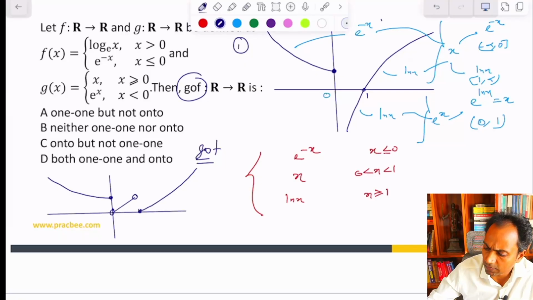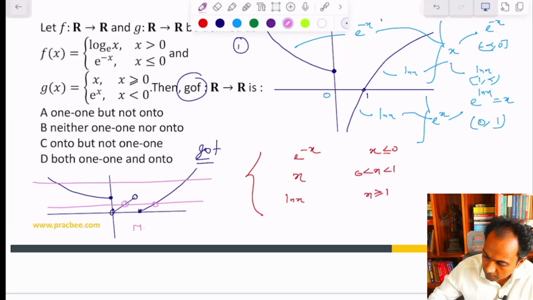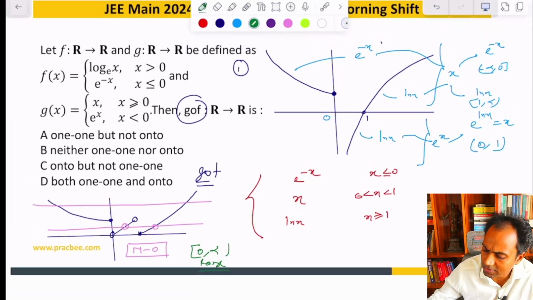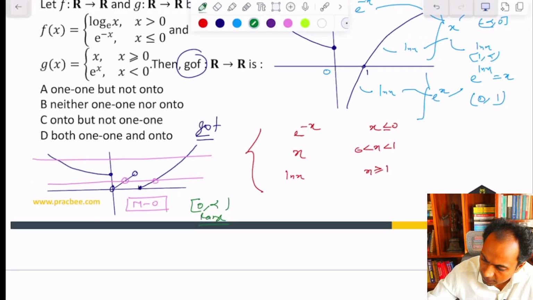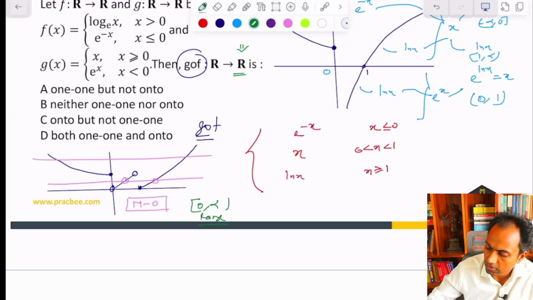If you look into this graph, you can see that if I draw a horizontal line, it cuts at 2 points, here also and here also. So it is definitely not a one-one function, it is a many-one function. Also, if you look at the range part of it, the range comes out to be 0 to infinity. This is the range, wherein no specific range is defined for the gof function. The codomain is given as real numbers, so it is not equal, hence also not onto. So this becomes an into. So it is many-one into, hence option B comes out to be the answer.